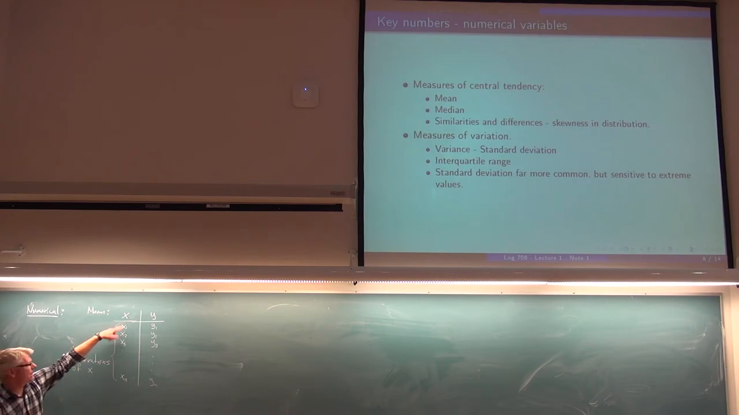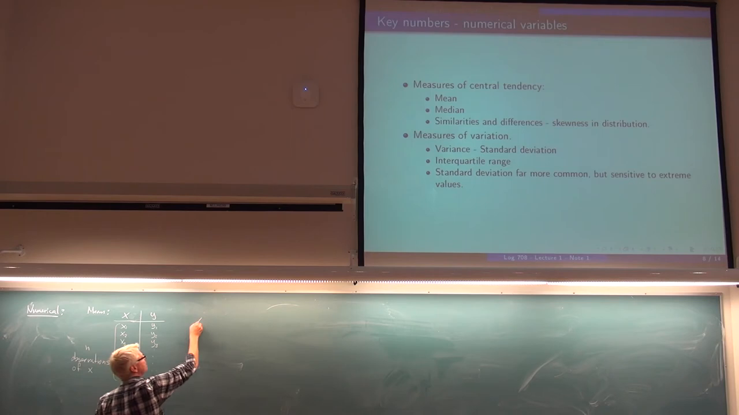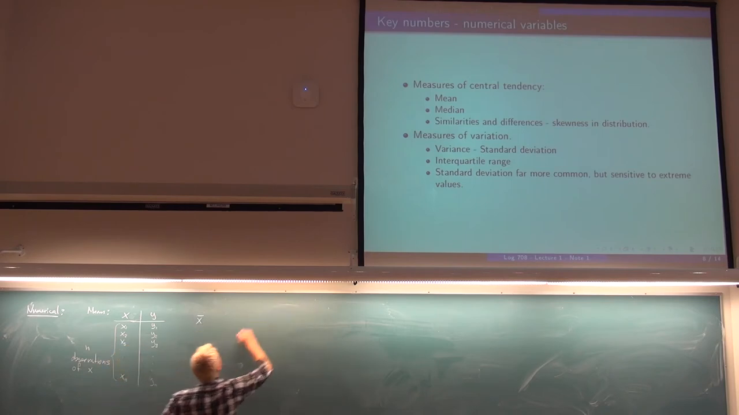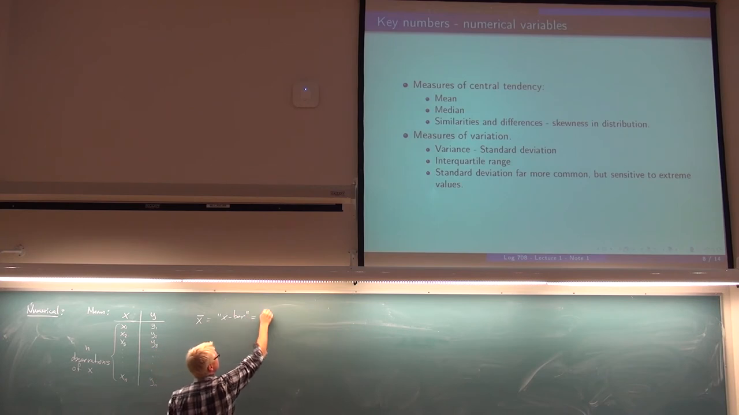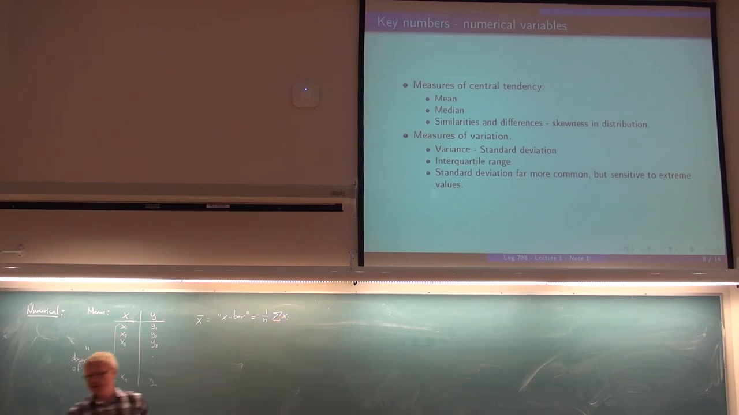So the mean of the X observations here is what we call X bar. Many of you may have had statistics, but maybe not in English, so if you don't know the English name for this, it's written X bar, where this is X and this is the bar, by the way. The corresponding one here will be Y bar. And by definition, it's 1 over n times the sum of all the observations. So it's the arithmetic average, in a way.